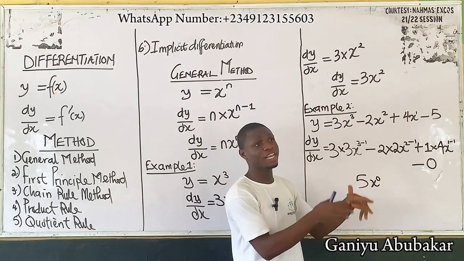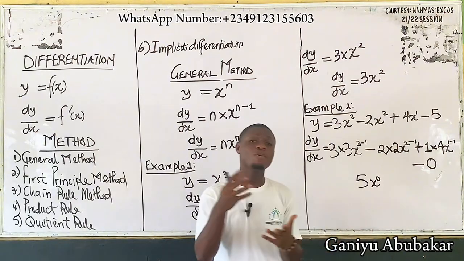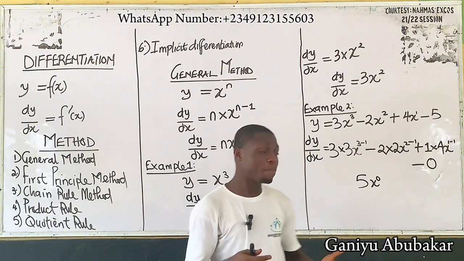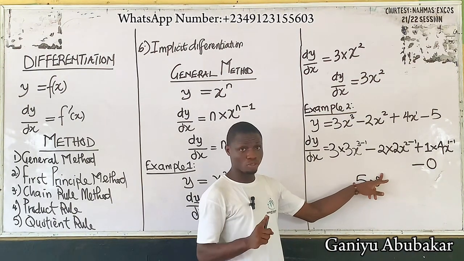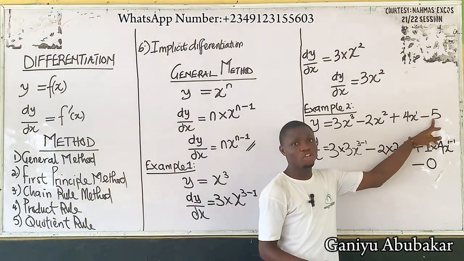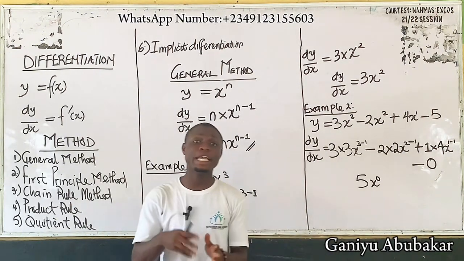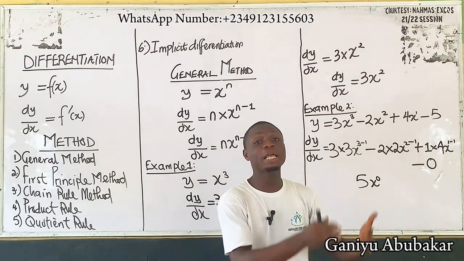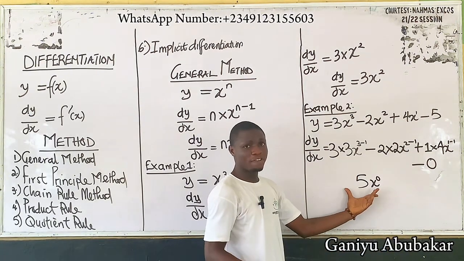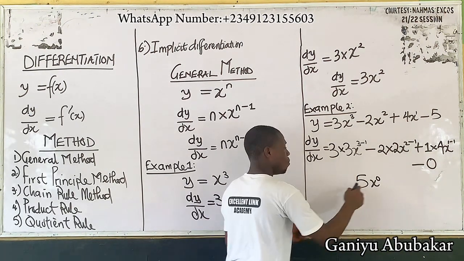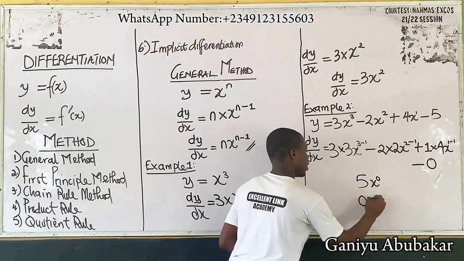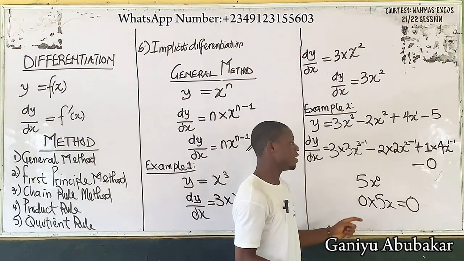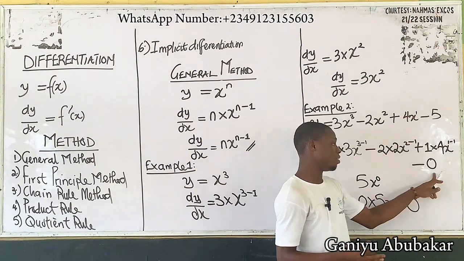Because we said from the index law, from the indices concept, any number or variable raised to power 0 is equal to 1 except 0. So if I'm having x to power 0, it's just 1. So 1 times 5 will give you 5. So I can express 5 in terms of x. If I apply my normal general method here, what's the power here? 0 times 5x. This becomes 0. So this is a quick proof that if I differentiate the constant term, I'll have 0.